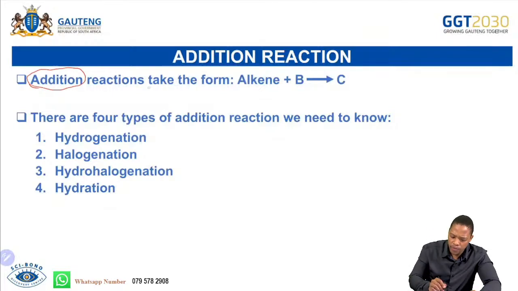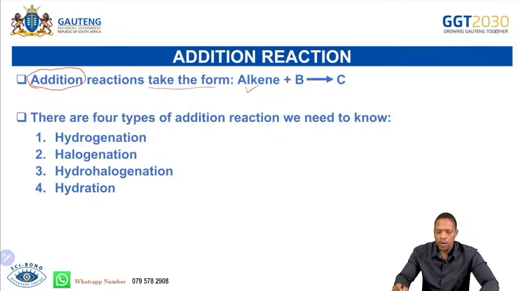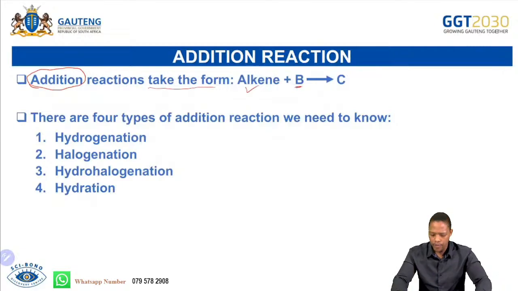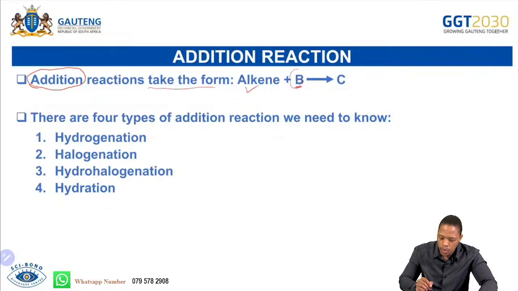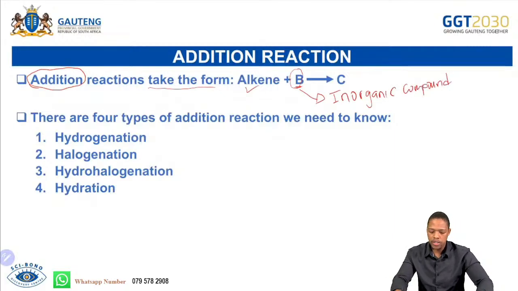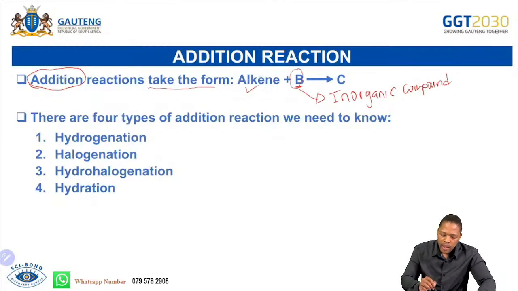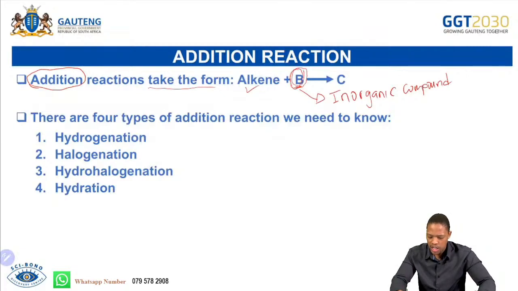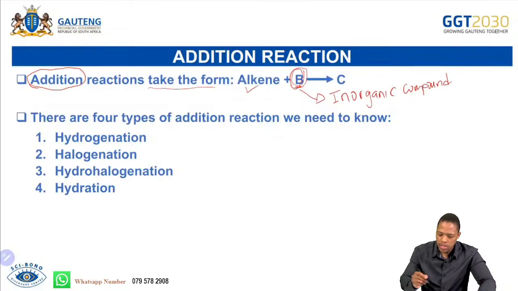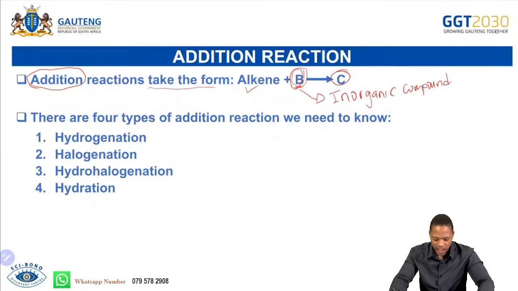And an addition reaction, grade 12, will always take the form alkene as compound number 1 plus B, whatever B may be. B is always going to change, and B is always going to be an inorganic compound. There's a question the examiner likes to ask: give the formula or the molecular formula for the inorganic compound in the reaction. And usually grade 12 learners do not know what to do there. The other one, which is not an alkene, is always going to be an inorganic compound in our addition reaction. And then you are going to form one product, which we can represent there as C.